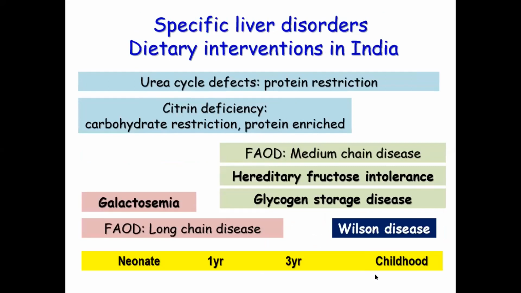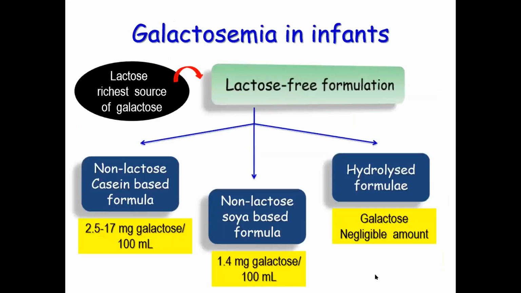So that means a neonate, you will have to stop the breast milk because he can have galactosemia. But Wilson's disease, since it presents in childhood, then the intervention becomes different. Similarly, for various disorders, the timing of intervention and the quality of food that you are going to give is all going to change based on when the disease has started during the childhood. Now, first we look at specific disorders.